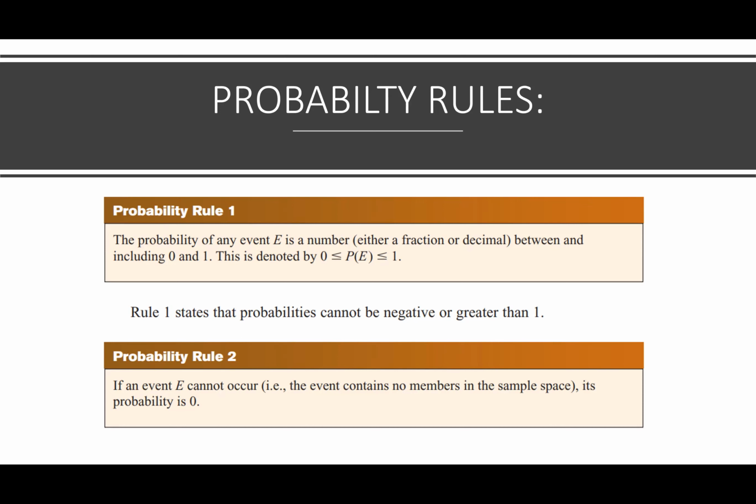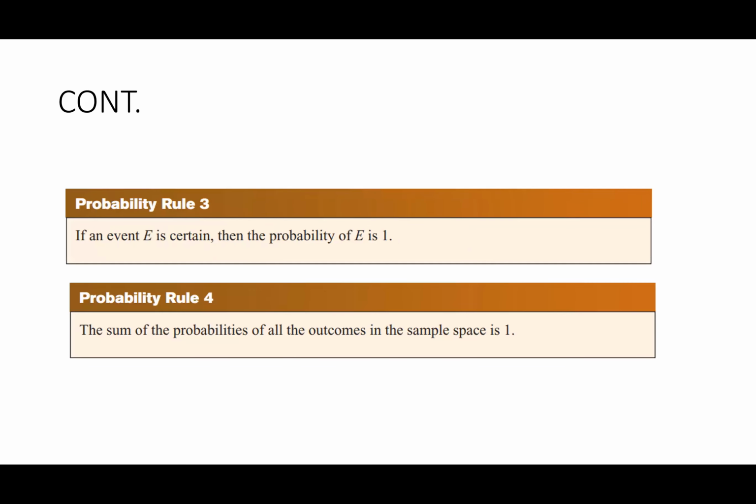Rule number two is if an event cannot occur, the event contains no members in the sample space, its probability is 0. Rule number three is if an event is certain, then its probability is 1. And rule number four is that the sum of the probabilities of all the outcomes in the sample space is 1.